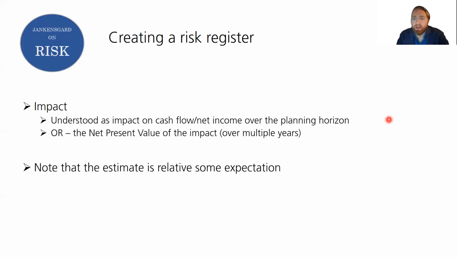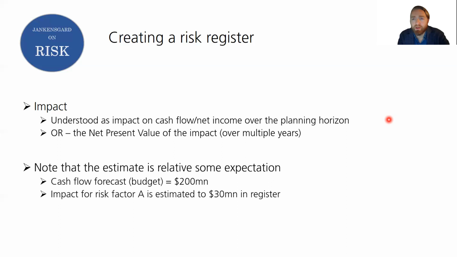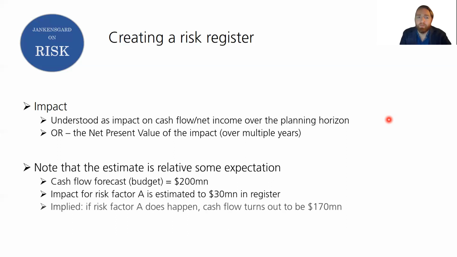So it is always relative to some expectation here. That's where the planning comes into the picture. We're going to have a cash flow forecast somewhere, maybe as part of a budget process. And let's say that's 200 million now. If we're putting a risk in the risk register and claiming that if it happens, there's a 30 million negative impact, well, that must mean that if it happens, cash flow will be 170 million. The expectation minus that impact.